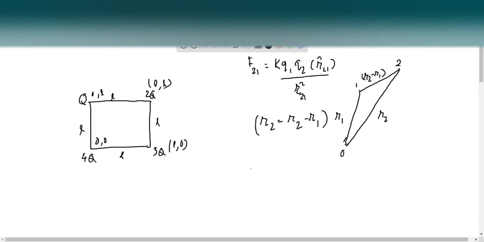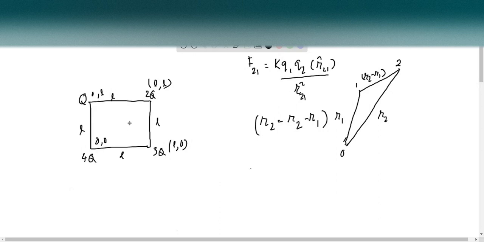So now here we have a square distribution of charges Q, 2Q, 3Q and 4Q. They are all placed at the vertices of a square and we have to calculate the net force on 2Q.